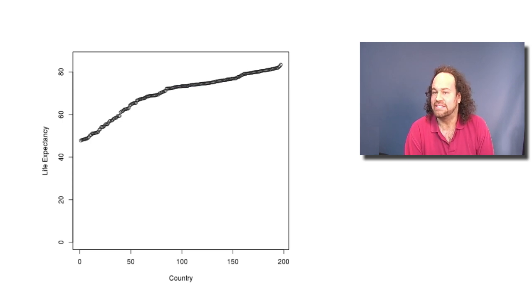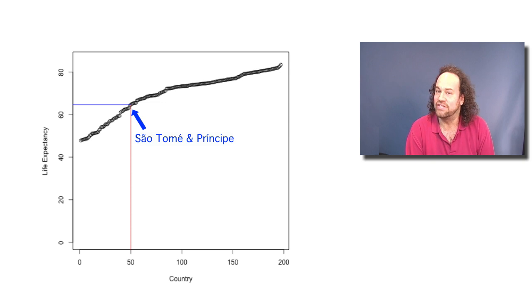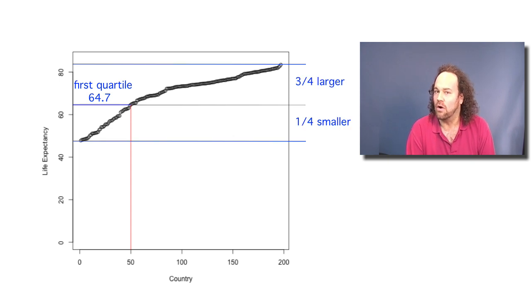But there's more that we can say too. For example, if we look at the country which is 1/4 of the way along in the graph, then that turns out to be the small island nation of Sao Tome and Principe. And it has an average life expectancy of about 64.7 years. This is called the first quartile, and we can say that 1/4 of the countries have a life expectancy which is less than 64.7, and the other 3/4 have a life expectancy which is more.